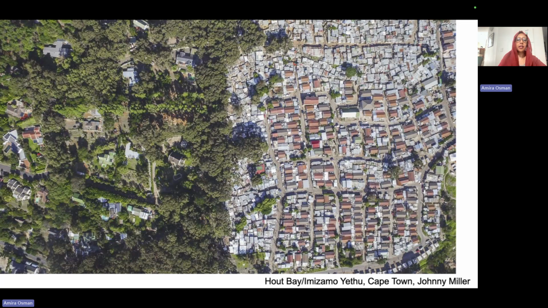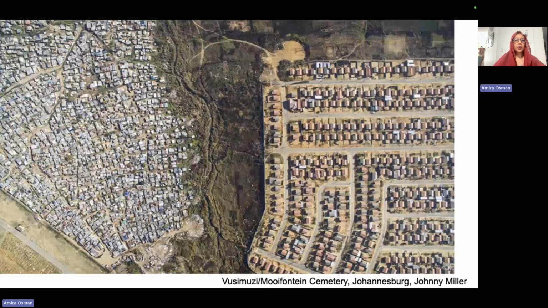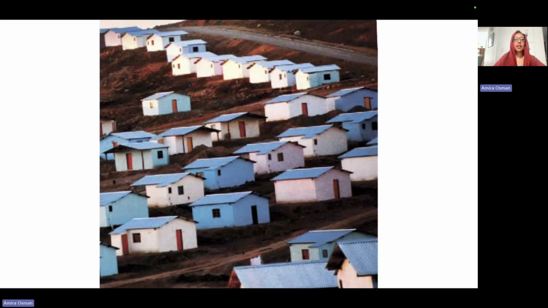You can see some aerial imagery here showing you the stark difference between some settlements in South Africa: the lush green vegetation, the large plots on the left side, and quite harsh, bare, overcrowded environments on the right-hand side. You can see another example here of a shack settlement on the right next to a very lush and green golf course. And here you can see an informal settlement on the left, right next to a government planned settlement on the right, and then you can see the difference between them.